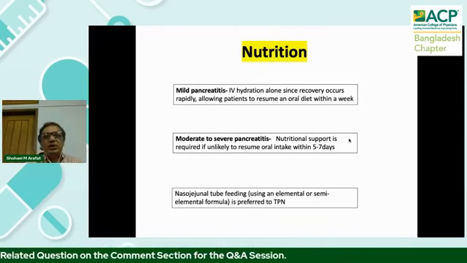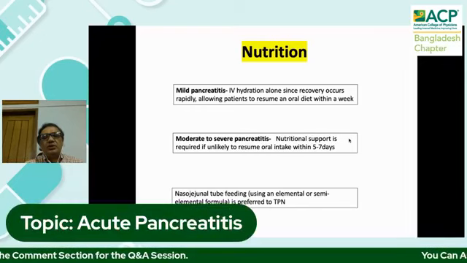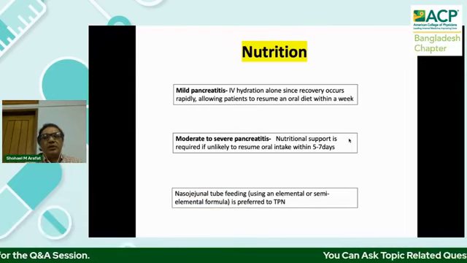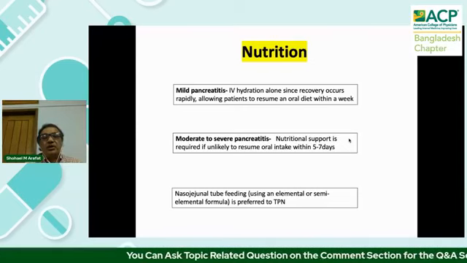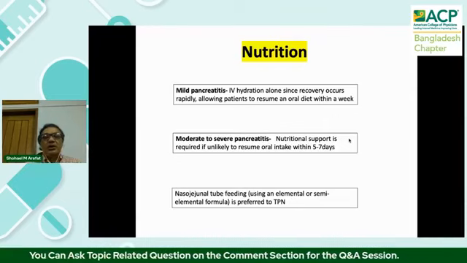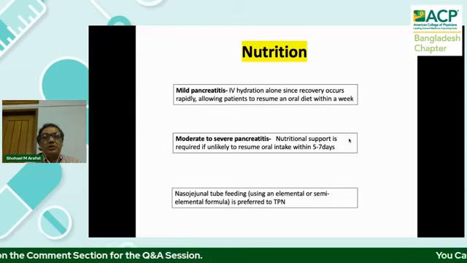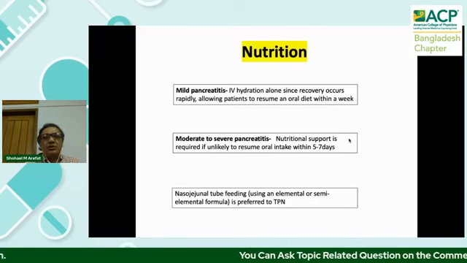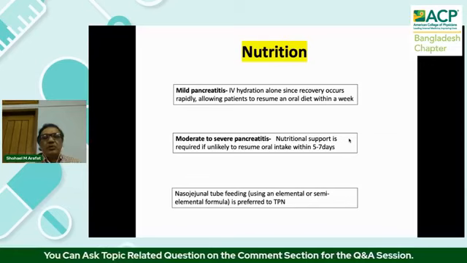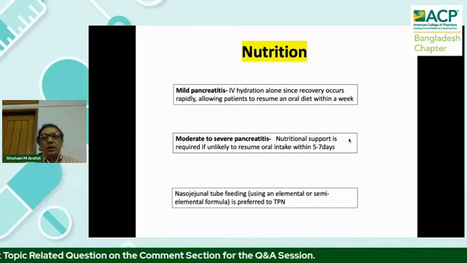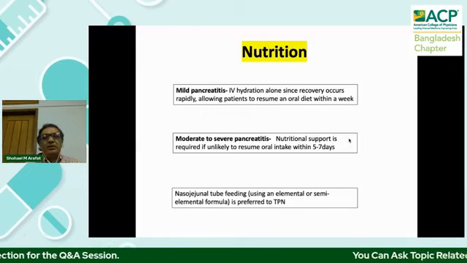The American Gastroenterological Association recommended that in case of pancreatitis, we should start oral feeding as early as possible, if there is no other contraindication. So in mild pancreatitis, which I mentioned before in our severity assessment classification, hydration alone is good enough. No need to start parenteral nutrition, no need to start enteral nutrition. When the patient is settled, in 1 or 2 days, we can switch to an oral diet to maintain his nutrition.